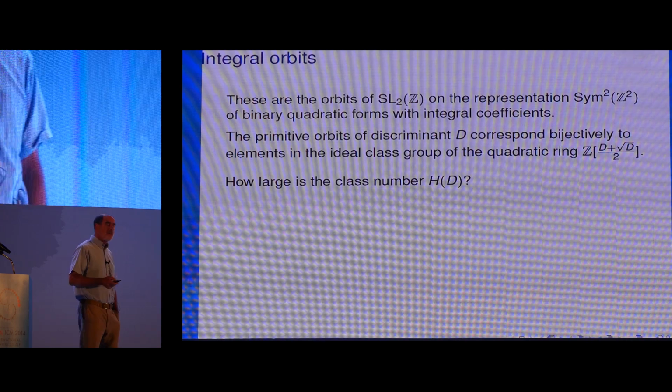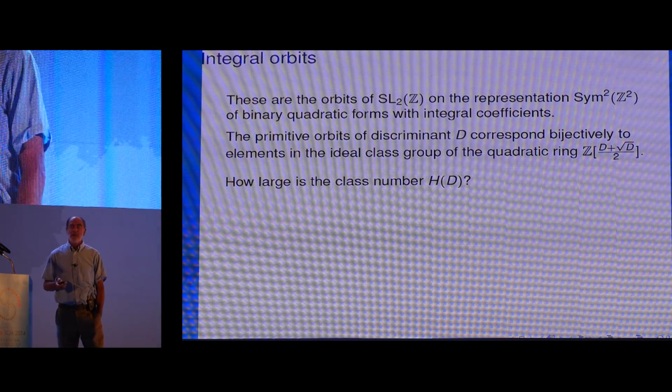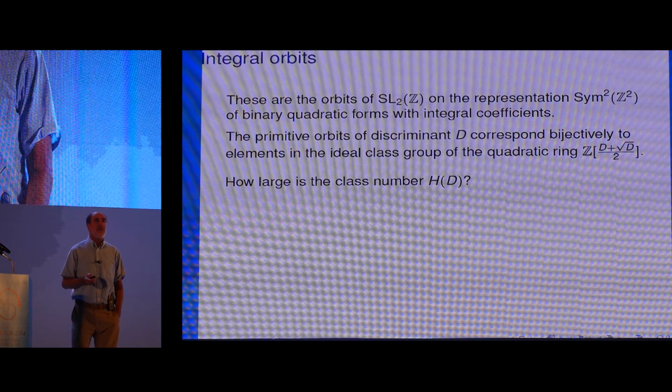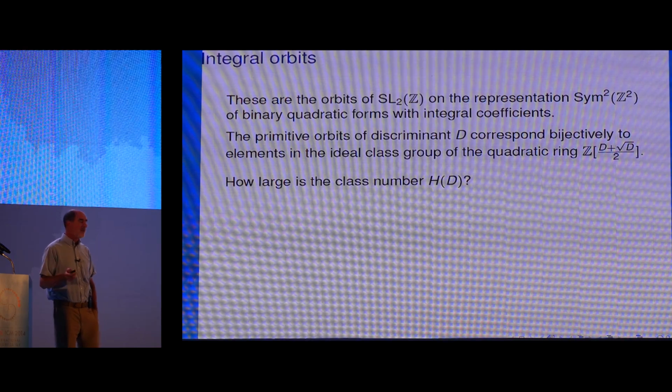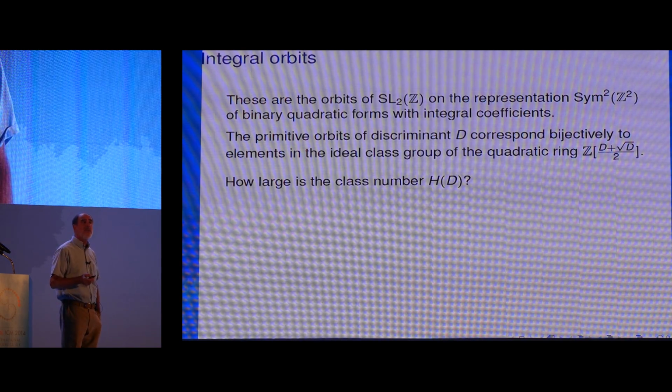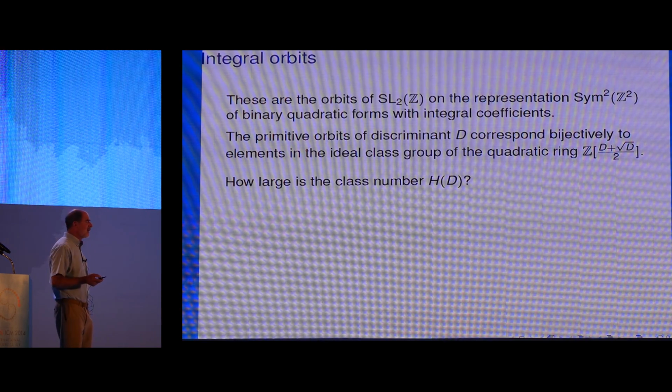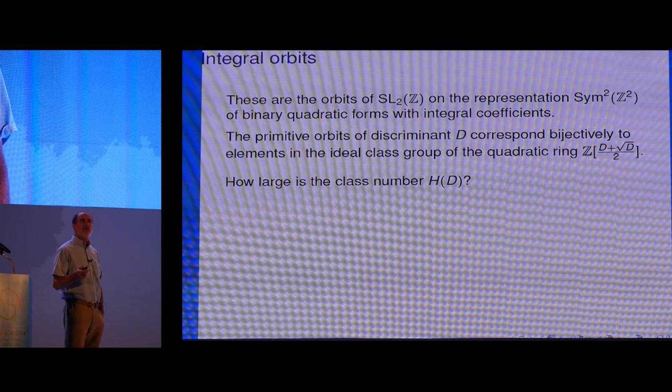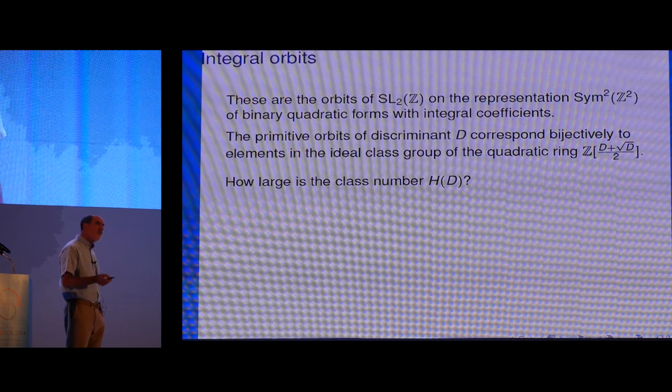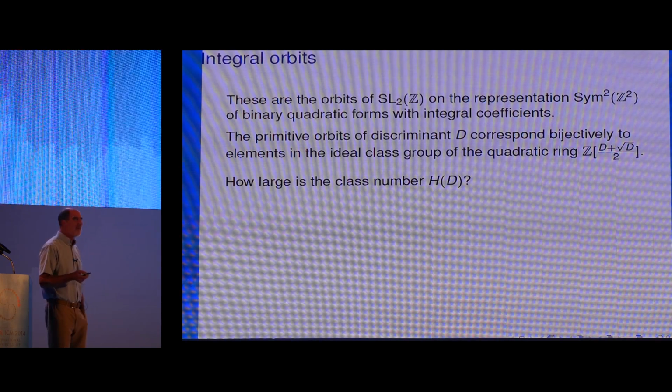Now, after all this structure was determined, at the end of the Disquisitiones, Gauss asked, how large is the class number? It's a finite number. How many orbits are there of a given discriminant? And this was the kind of question Gauss loved because it was amenable to computation. And he computed for thousands and thousands of discriminants.